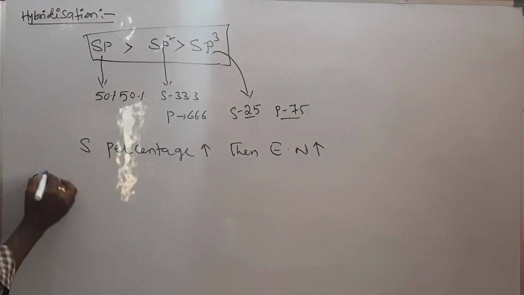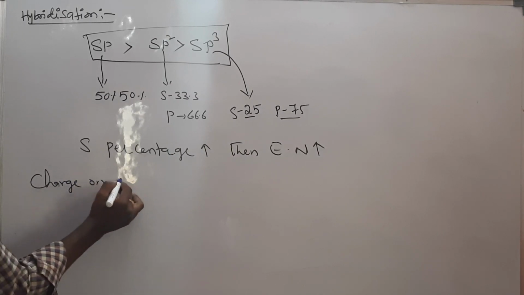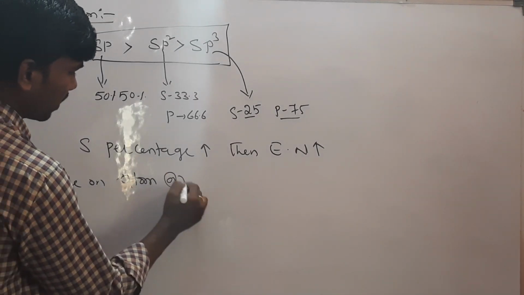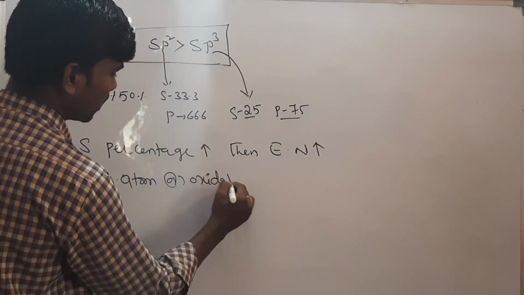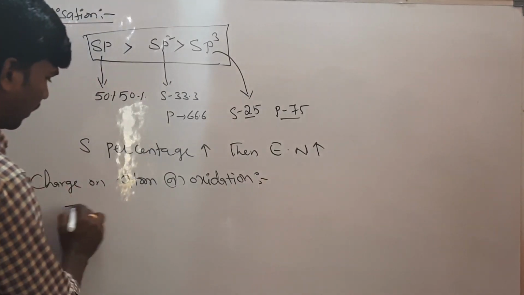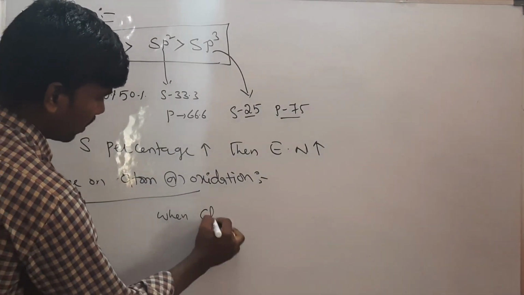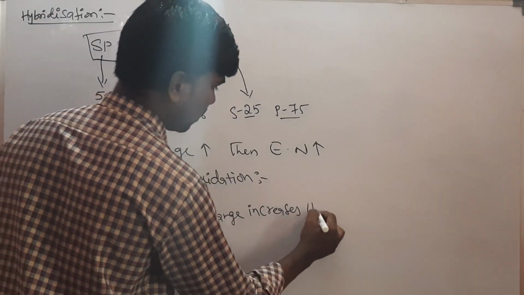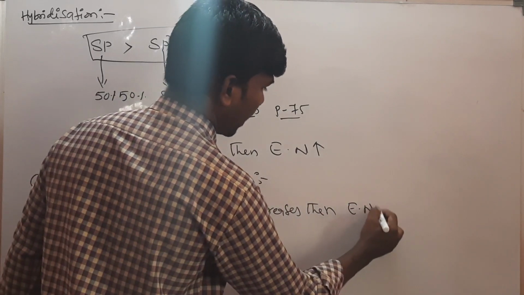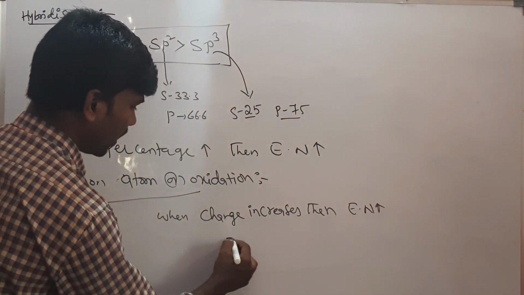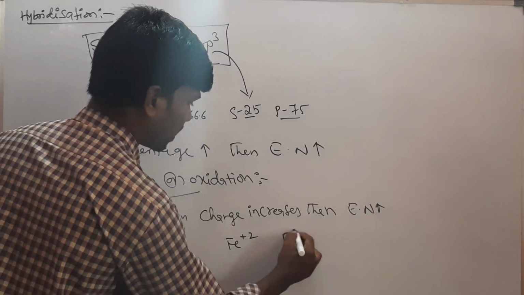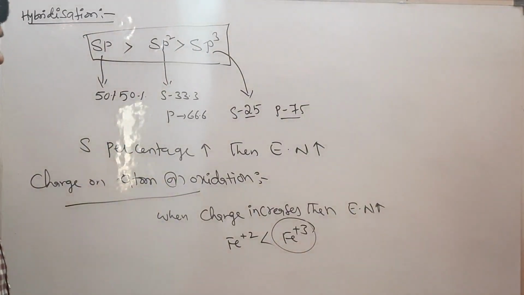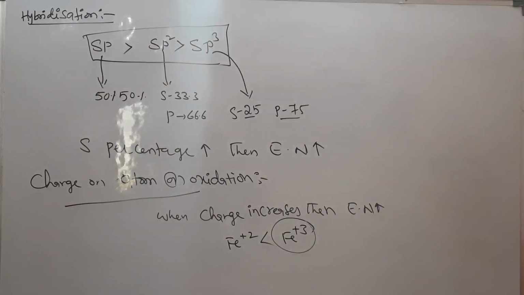The next one is charge on atom, or we can say oxidation number. When charge increases, electronegativity value also increases. For example, between Fe+2 and Fe+3, where is electronegativity maximum? In the case of Fe+3, electronegativity is maximum. When charge increases, electronegativity value also increases.